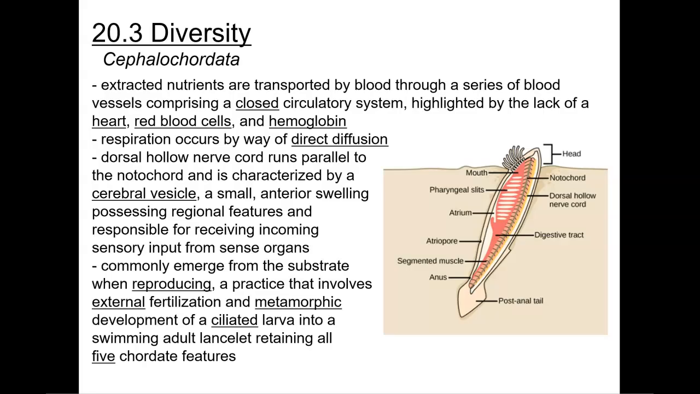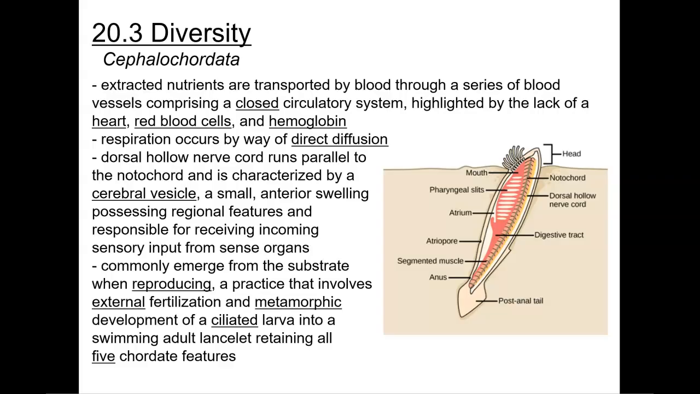Now with these, they're going to be able to extract nutrients and then transport them by blood through a series of blood vessels, which is going to make them have a closed circulatory system. This is highlighted by a lack of heart, red blood cells, or even hemoglobin. Respiration is going to occur by way of direct diffusion.